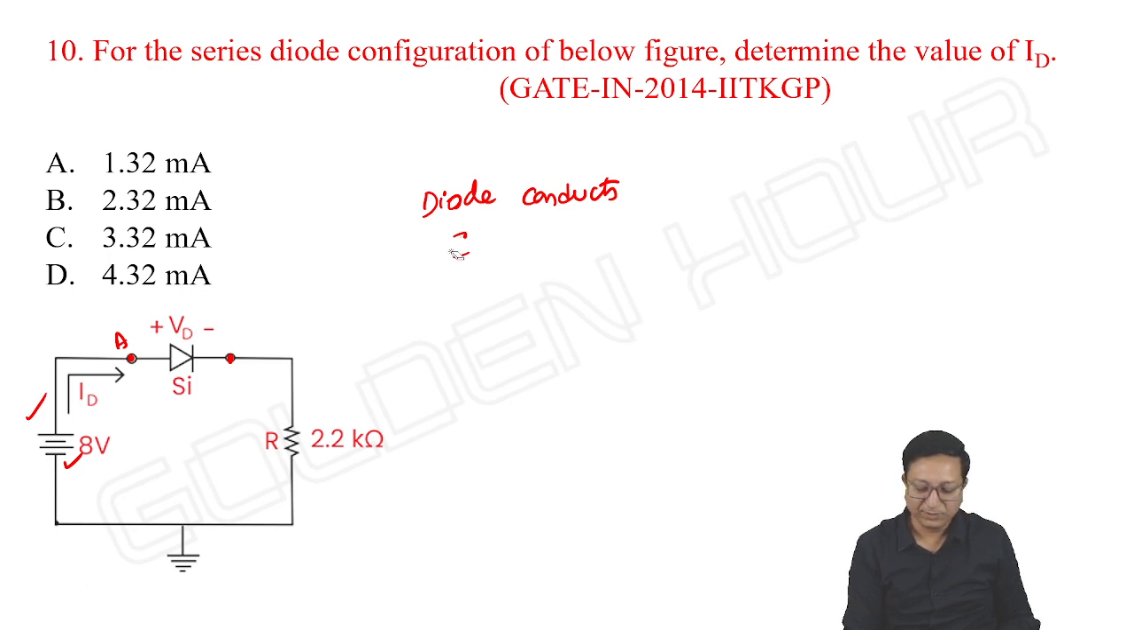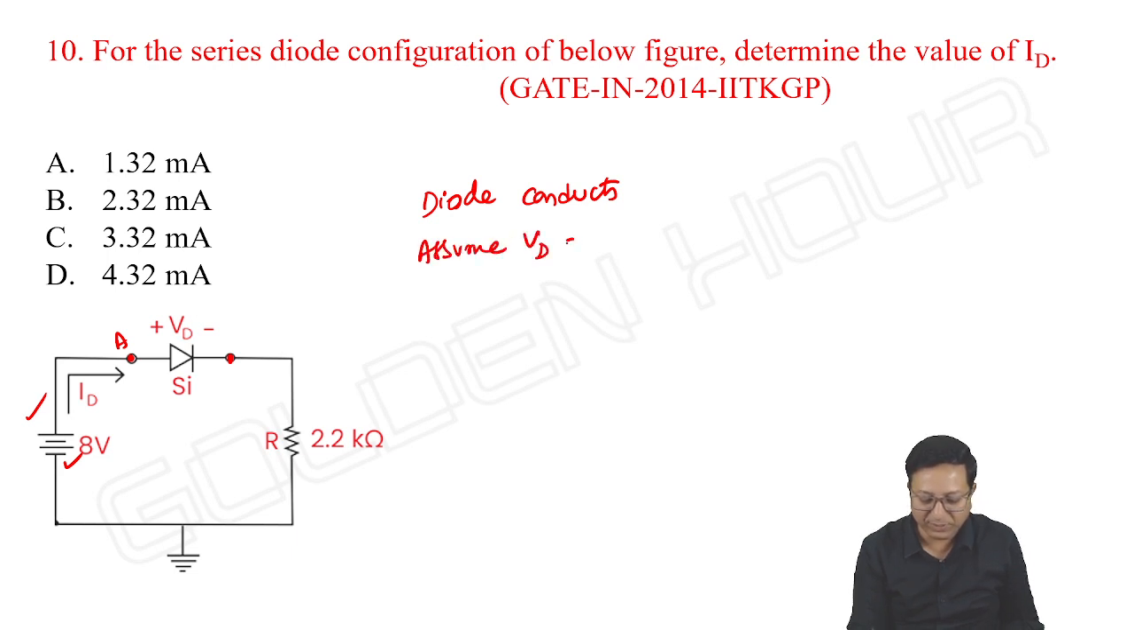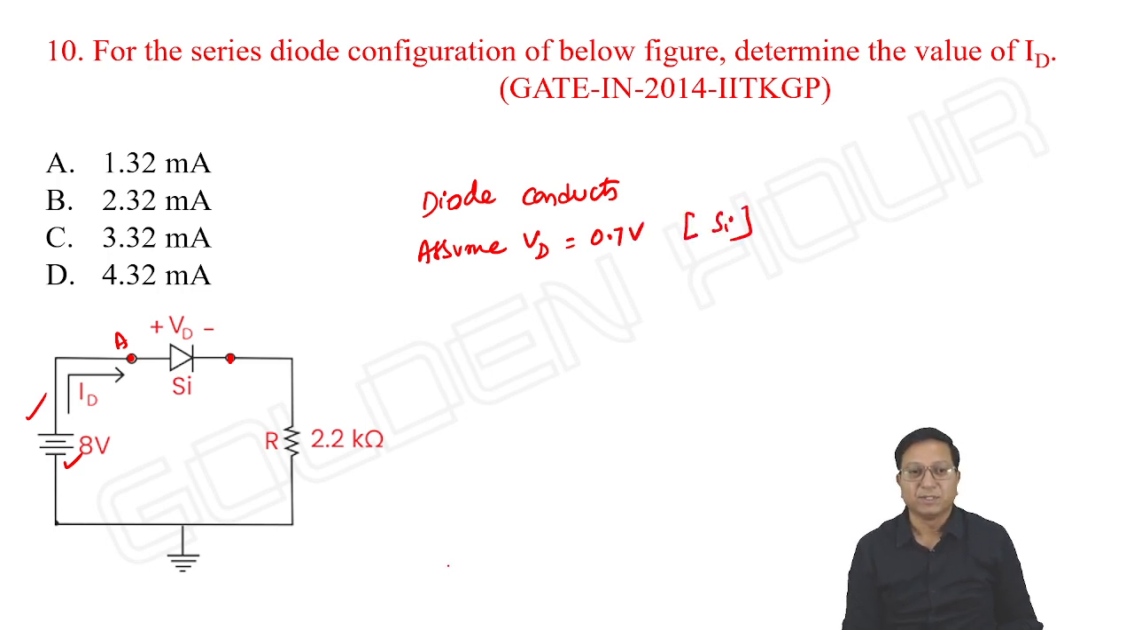Okay, so the diode conducts is the first step. Next one is assume VD, the voltage across the diode, is 0.7 volts as it is mentioned silicon. If that is the case, what is the current through the diode, ID? What can we write?